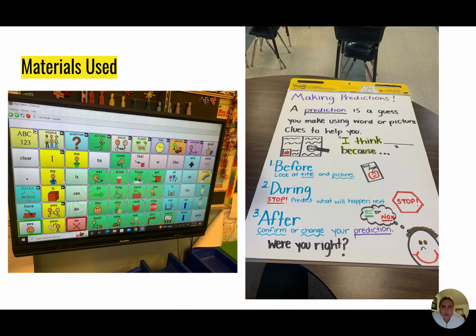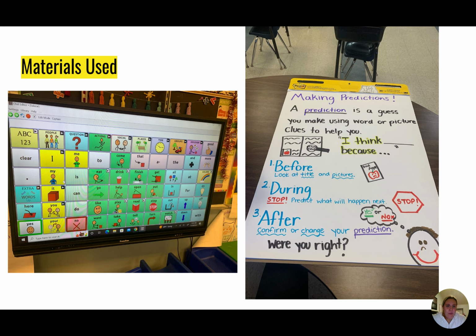So these were the materials that I used when I practiced the strategy. On the left, this is the core board that we use in our classroom. It's called Chat Editor, and every smartboard in our school has one. I have a few students in my classroom who are nonverbal, and this has been really helpful in getting them to participate without using their voice. Basically they can just come up, I can ask them what they think is going to happen next, I can click on the questions, and then they can navigate this independently and figure out what they think is going to happen next.